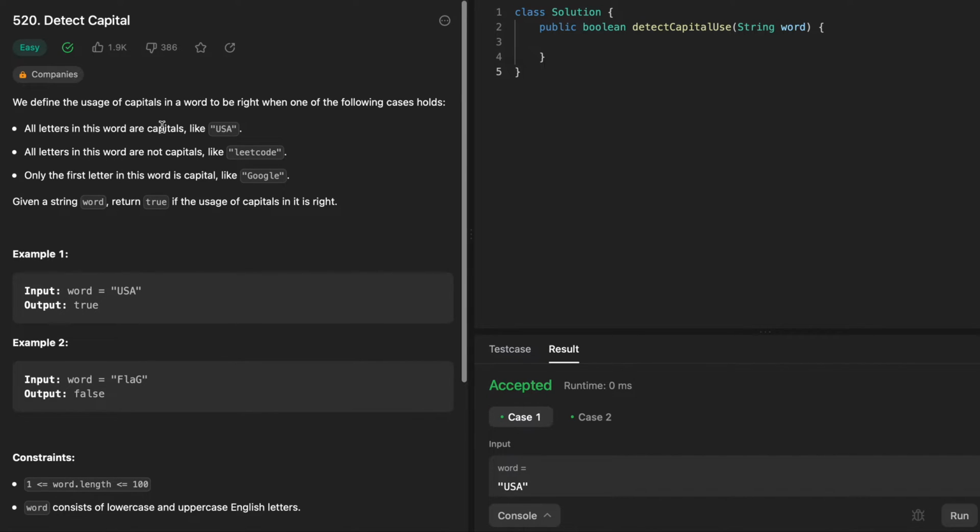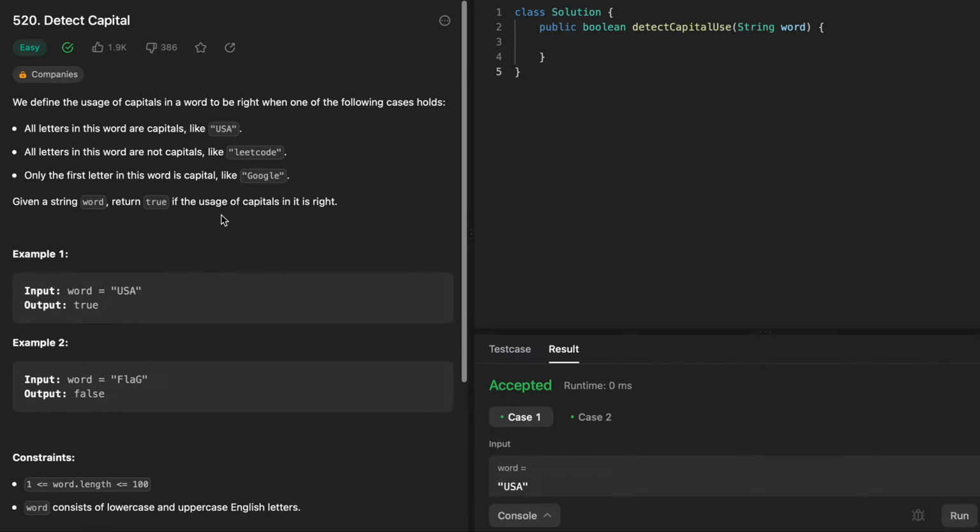So, for example, suppose we have a word like USA. It is correct because all of the letters are capital. That is, all the letters in the word can be capital. All the letters in the word can also be small. That is also correct. And if the first letter is capital and the rest of the characters are small, that will also do. So these are the three conditions when it is true. Given a word, we need to return true if that word follows the correct usage, or false otherwise.